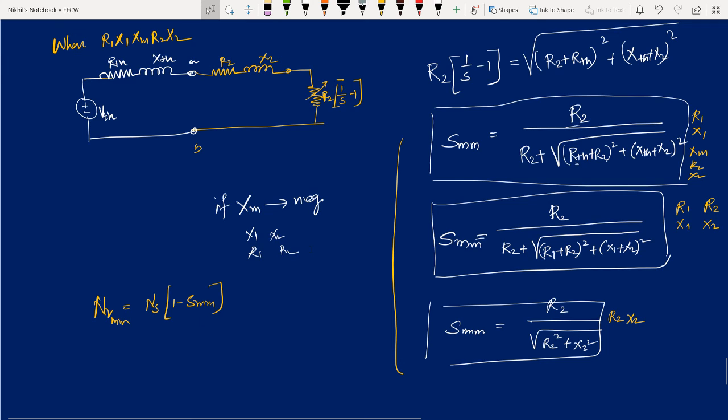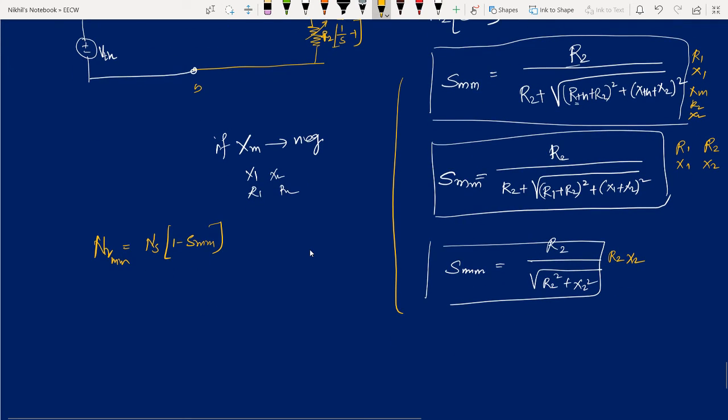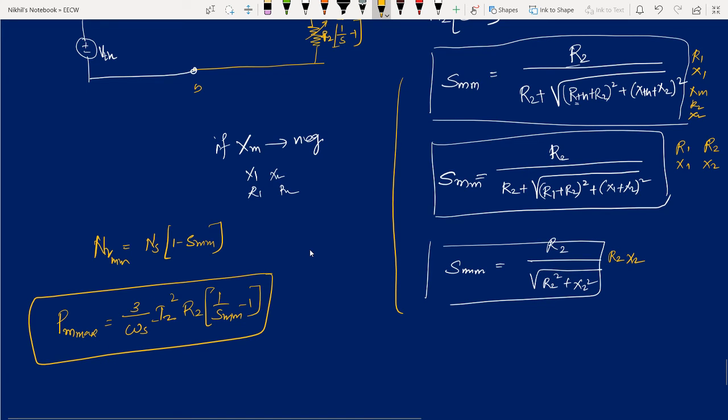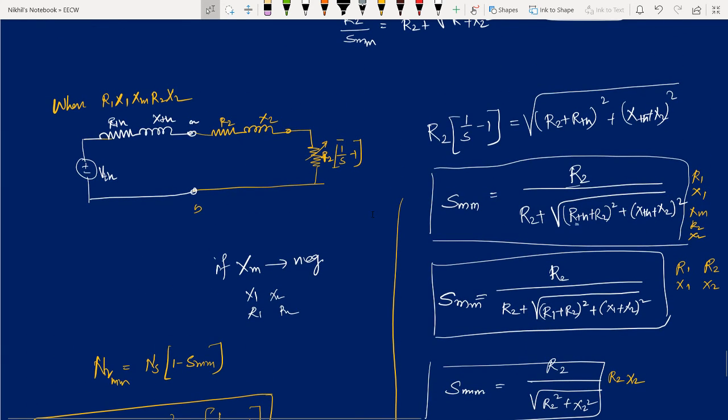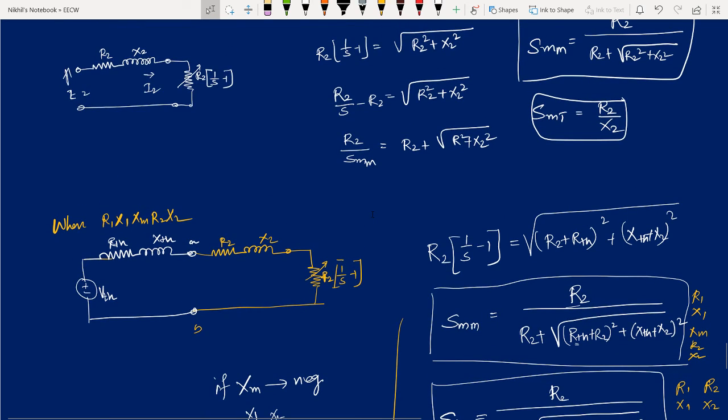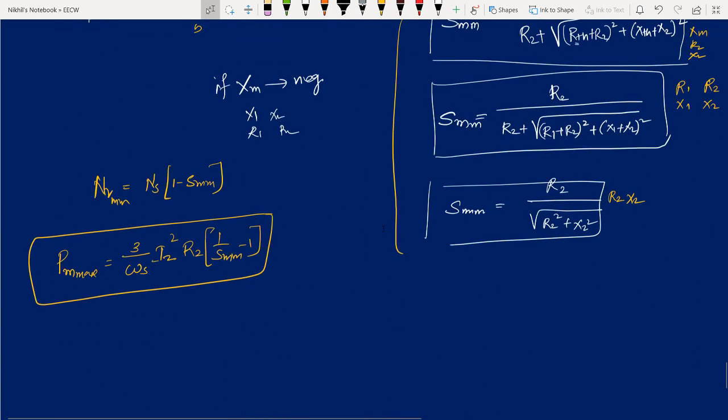And what is the value of maximum mechanical power? The maximum mechanical power developed will be equal to 3/ω_s × I2² × R2 (1 - s_mm)/s_mm, isn't it? Is it right or not? Yes, it is right. So this is how you derive all these three formulas, or in total 6 formulas in different conditions. I hope you have understood now and are clear how to make the diagrams and all these things.